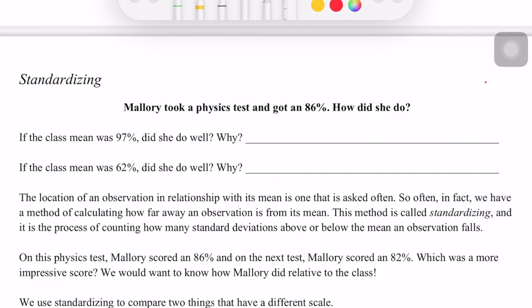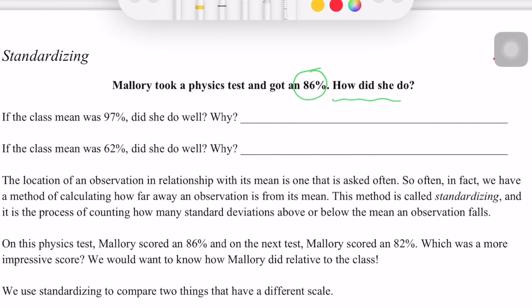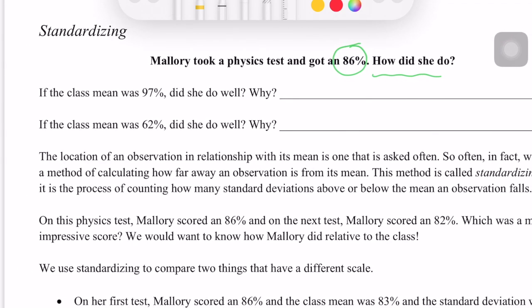Standardizing. What does that mean? Well, let's explain through an example. Mallory took a physics test and got 86%. The question is, how did she do? Remember, we only really care about how we're doing in comparison to others because we're comparative social animals, right? So if the class mean was 97%, did she do well? Well, if Mallory has an 86 and the mean is 97, is she above or below it? She's below it, so I would say no. She's below the mean. Or typically just say she's below average.